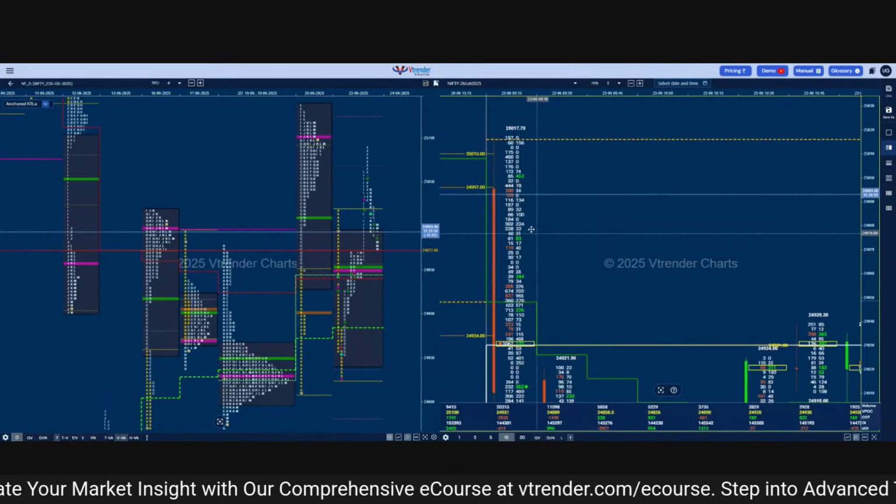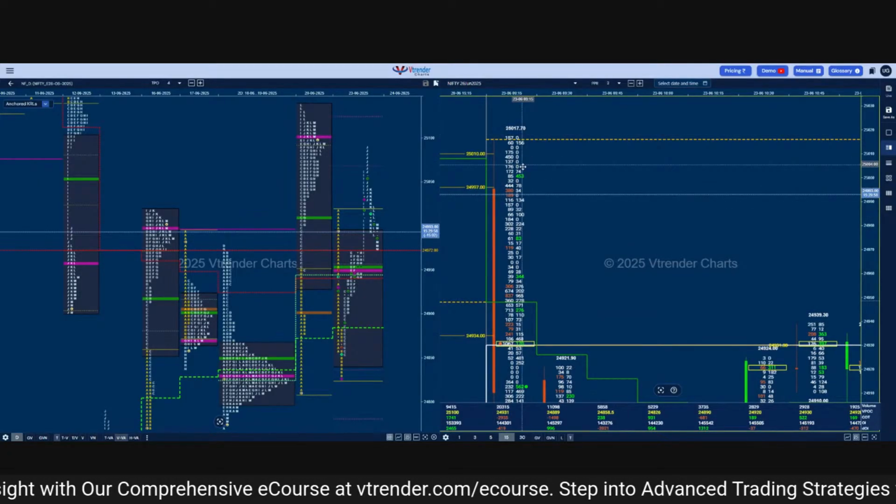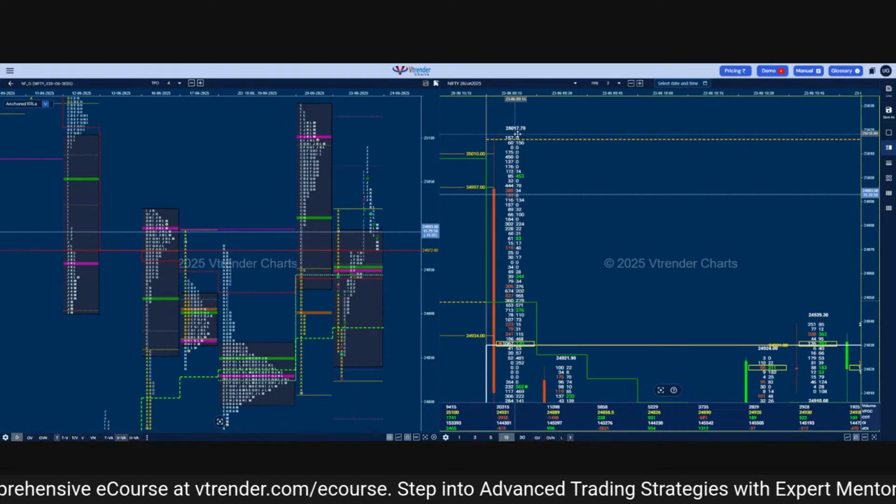And you can very clearly see in the test of the VWAP, you can see how many rows of zeros you have got on the buy side.